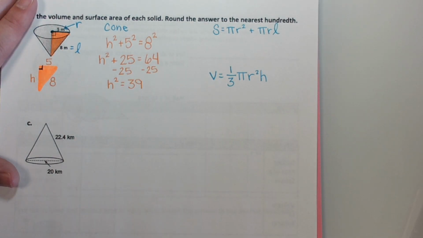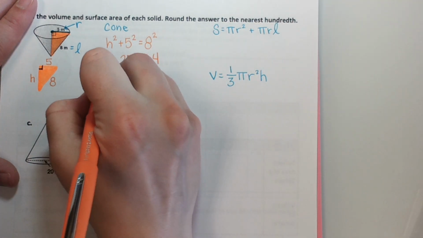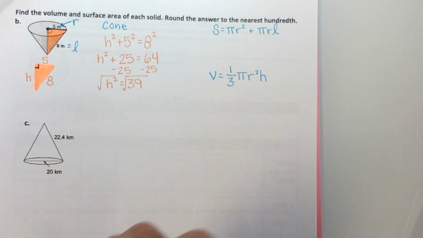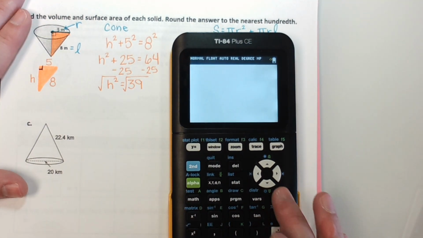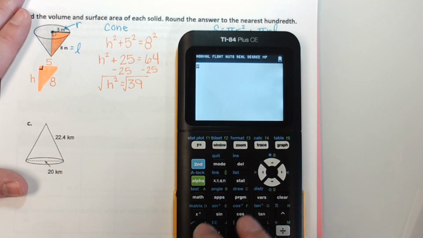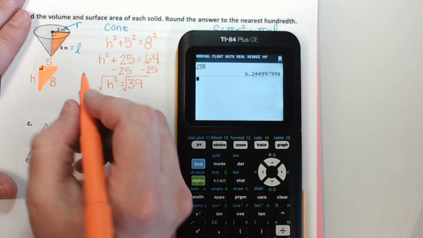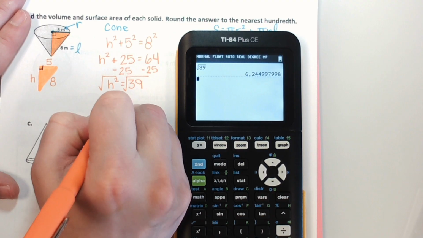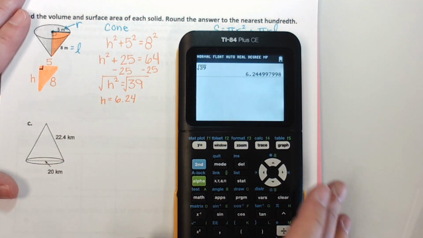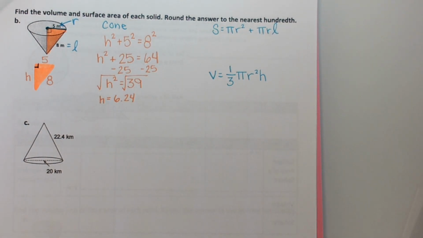Colin, how do I finish it? Square root it both sides. Do I need the plus or minus? Yes. Well, no. No, because I'm solving for a length on a cone. A height specifically. Heights are never going to be negative. 6.24. Now I have all of my variables. So, I start plugging things in.